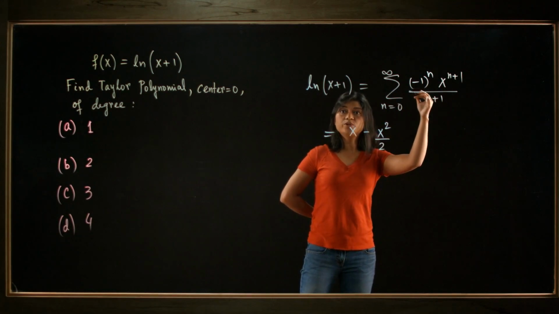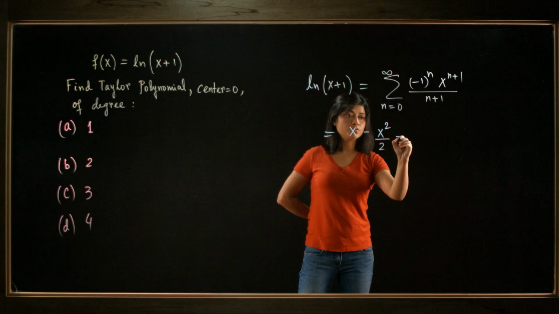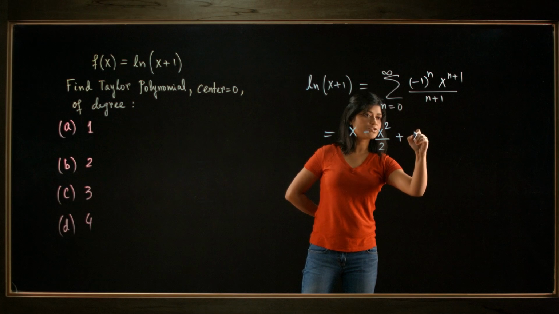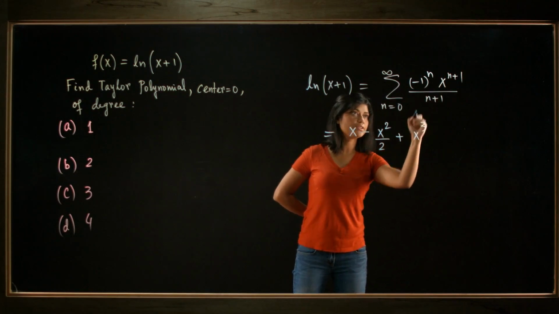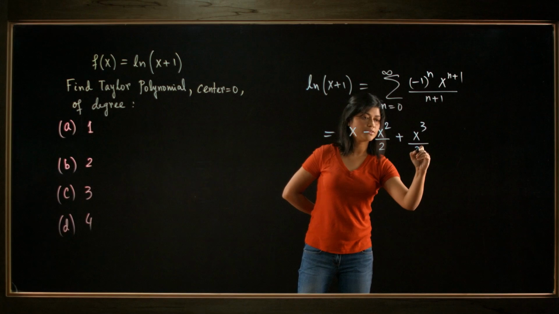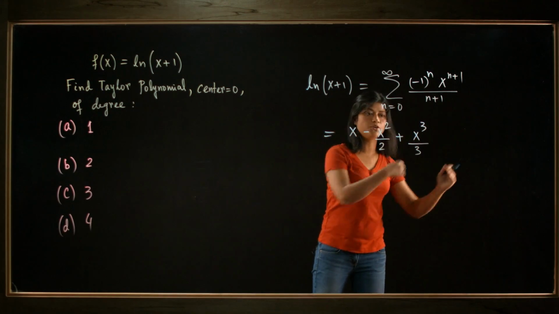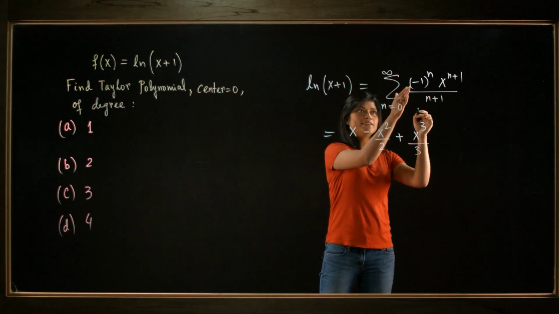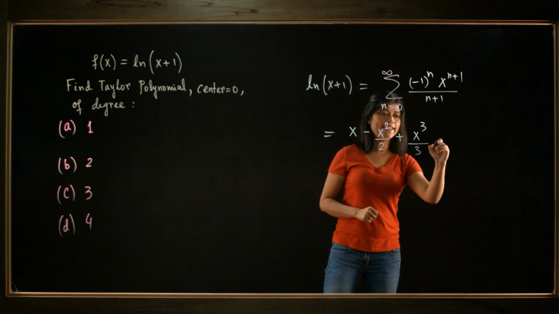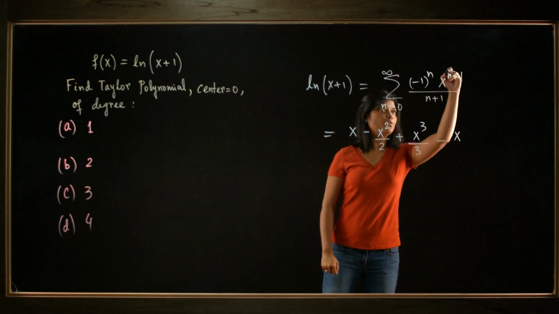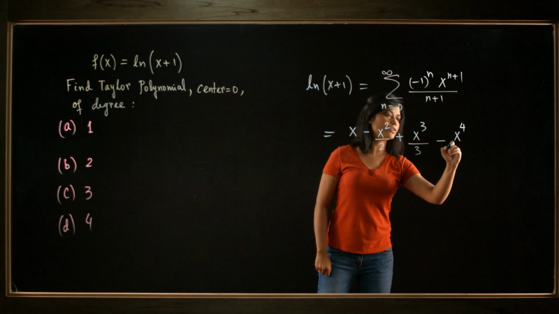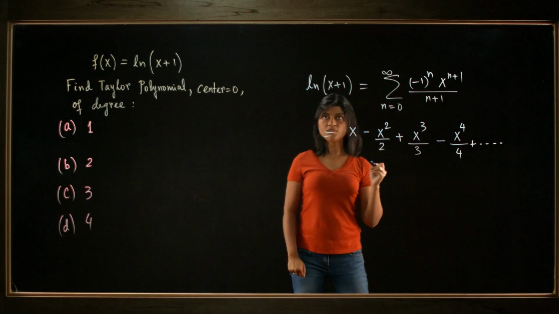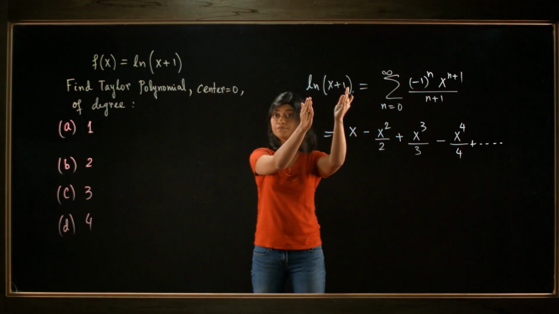Okay, next n is equal to 2. So the negative 1 will just be positive because it will be squared. Now the x term will be x to the power 2 plus 1, so 3, divided by 2 plus 1, 3. And you can continue, right? You can go on. Let's write down one more term. The next one, as you have probably guessed already, negative 1 to the power 3 will give you a negative sign, and then x will have a power 3 plus 1, 4. The denominator is 3 plus 1, 4. And you keep going. So this is the power series for the function.